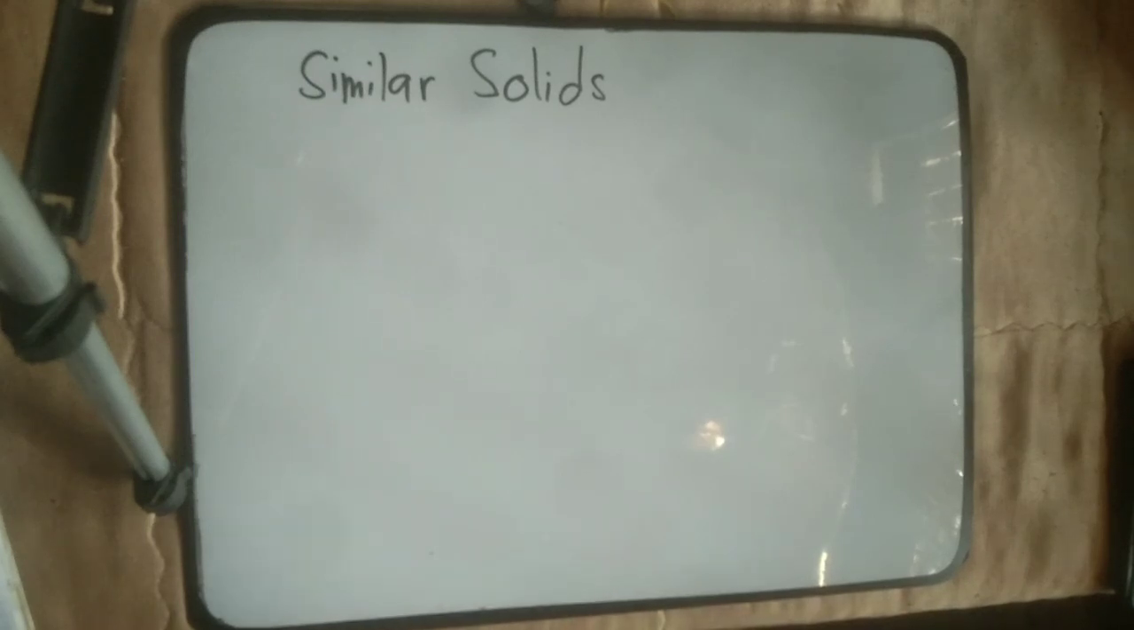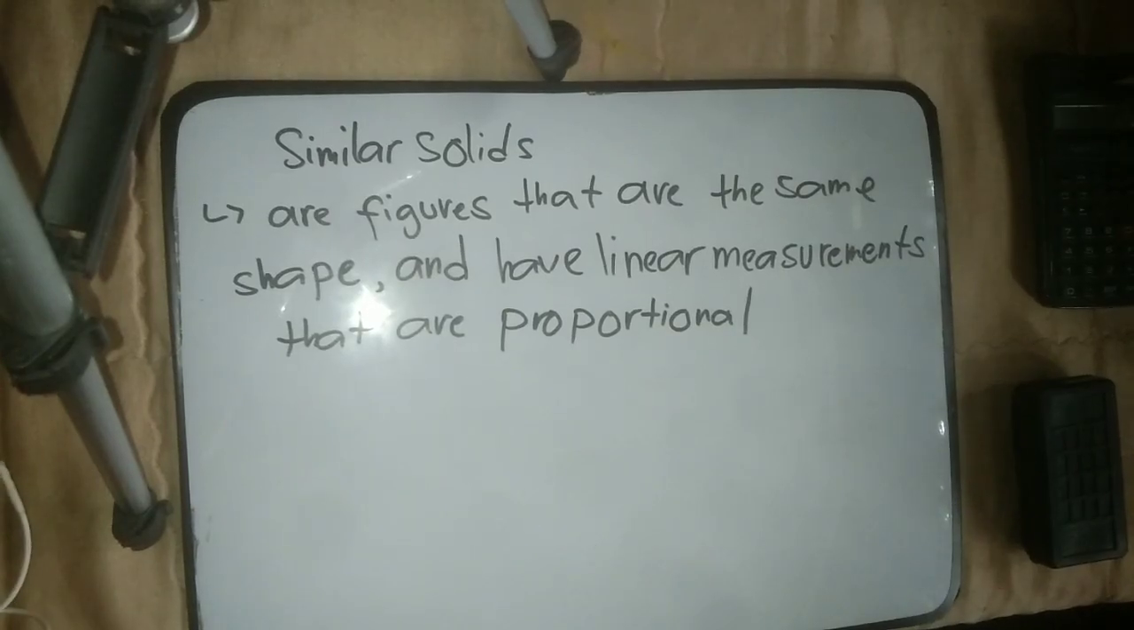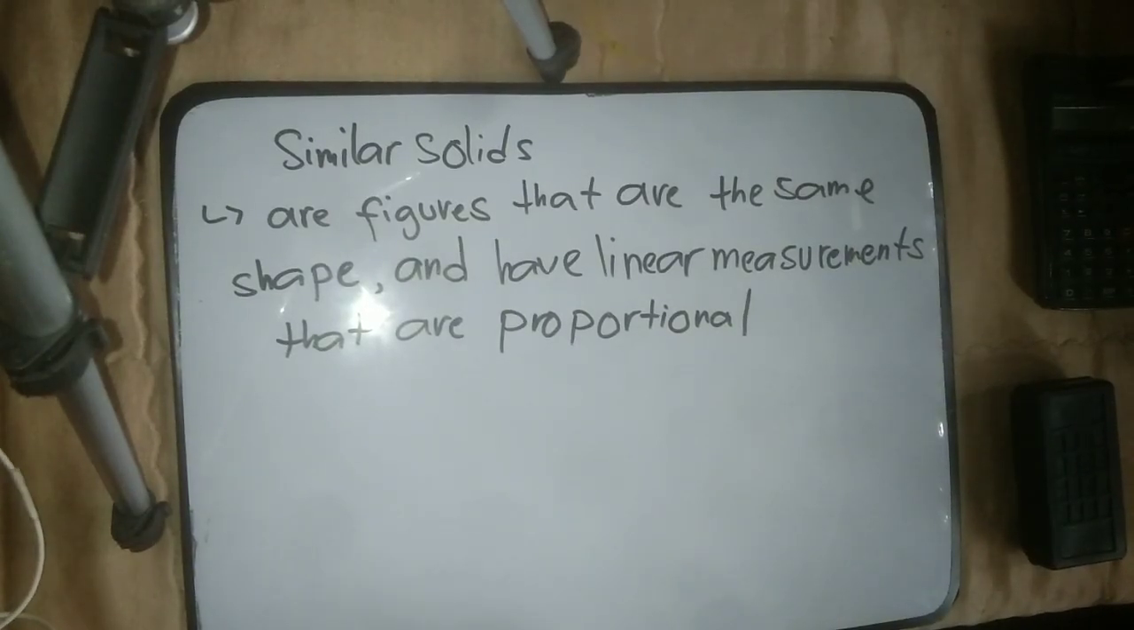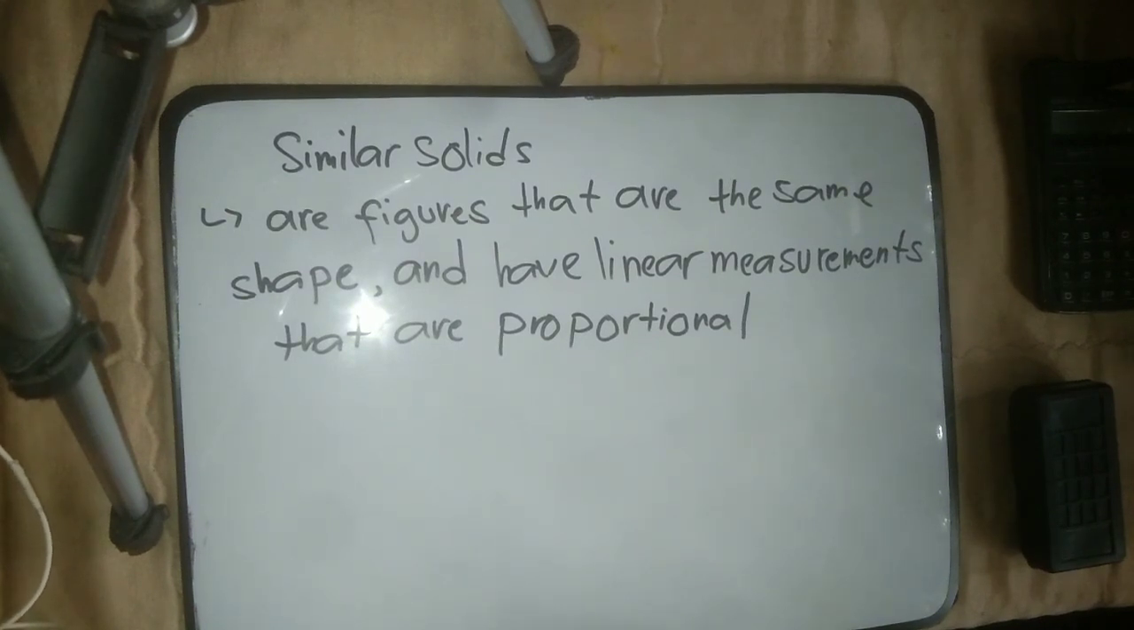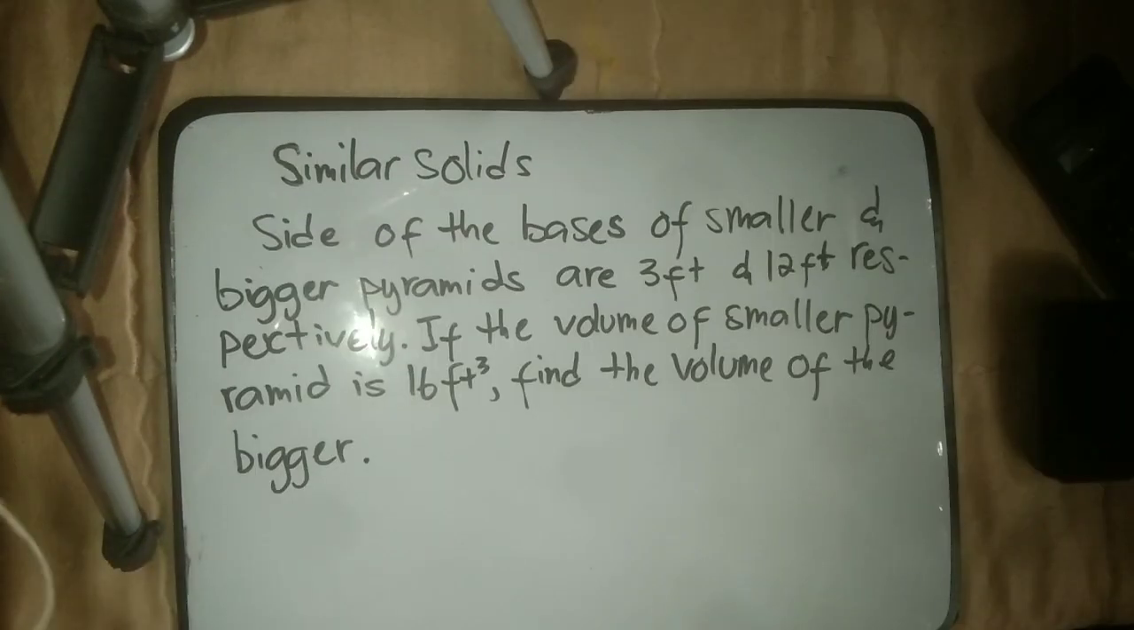So for today's video, guys, we're talking about similar solids. Similar solids are figures that are the same shape and have linear measurements that are proportional. So let's have an example to illustrate, to explain further. So let's have a problem.